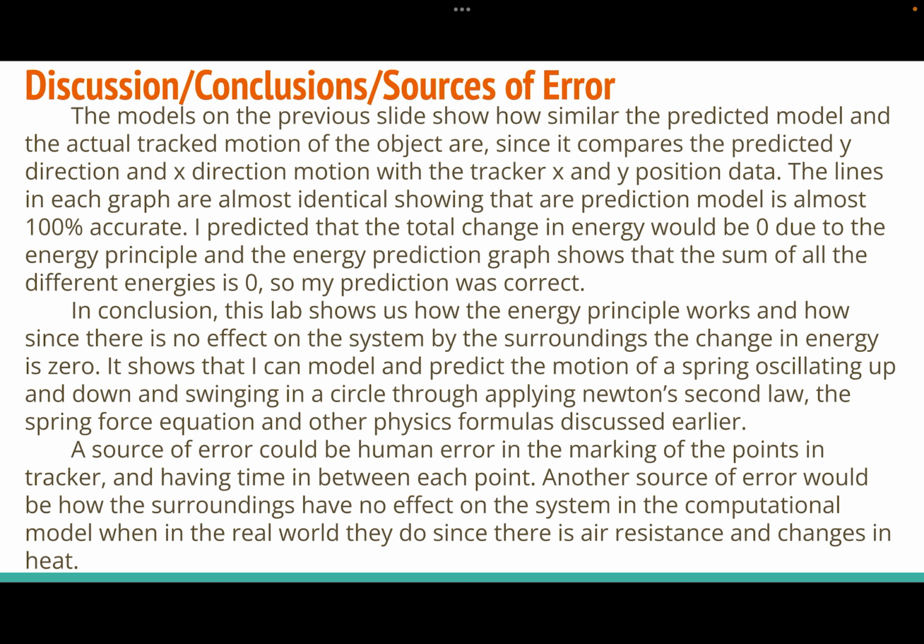The models in the previous slide show how similar the predicted model and the actual tracked motion of the object are, since it compares the predicted y direction and x direction motion with the Tracker x and y position data. The lines in each graph are almost identical, showing that our prediction model is almost 100% accurate. I predicted that the total change in energy would be 0 due to the energy principle, and the energy prediction graph shows that the sum of all the different energies is 0, so my prediction was correct.